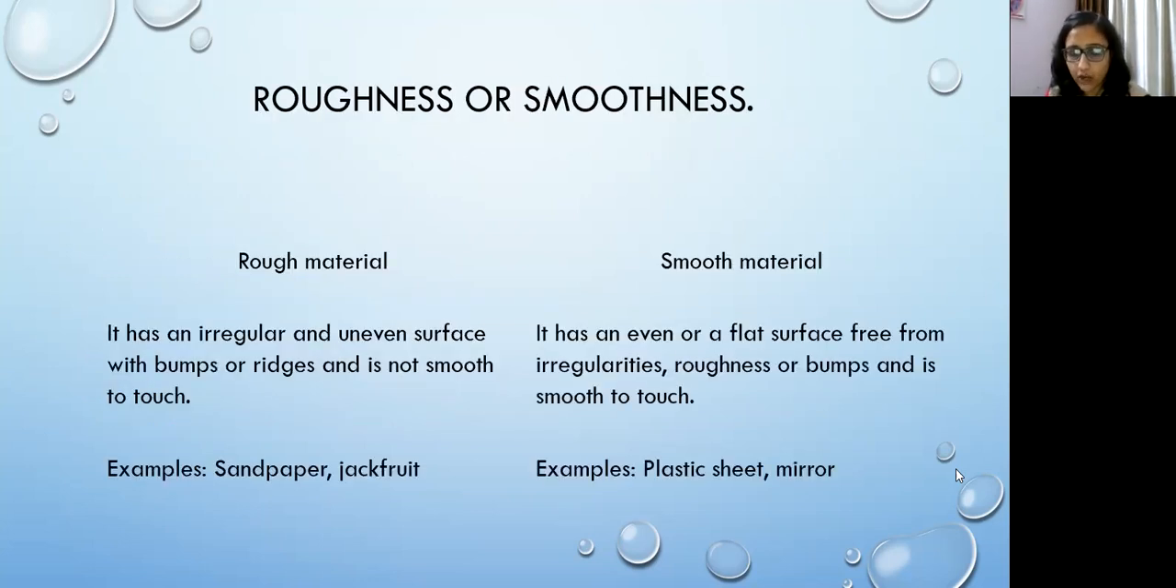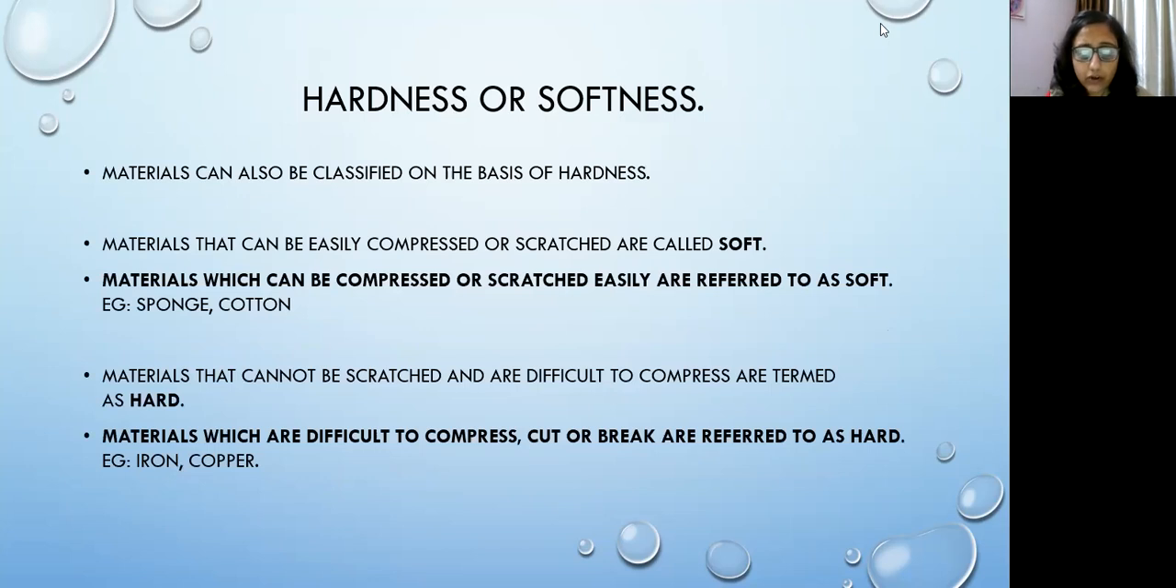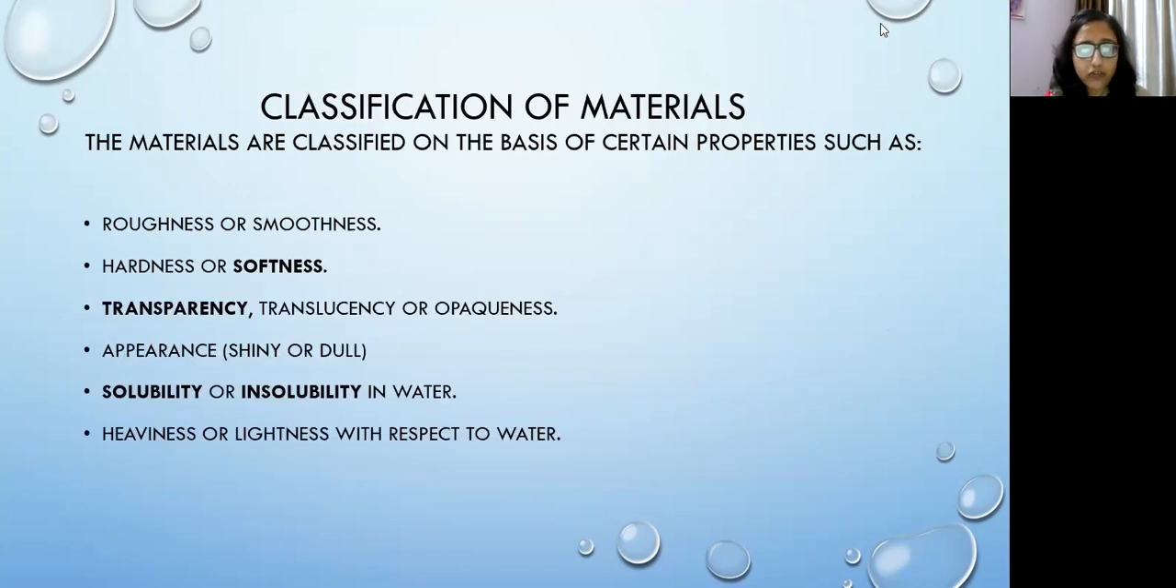So you will just note down the important points from here. For example, if I talk about this property, roughness or smoothness, here you are going to write the difference between the two. So just make two columns, divide your page into two parts. On the left hand side you will write rough material, right hand side you will write smooth material, and you are going to copy these points along with the examples. Fine. So this is the work which you have to do. Okay, so now let us move on to the second one.